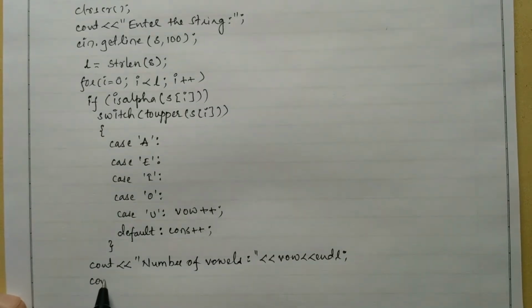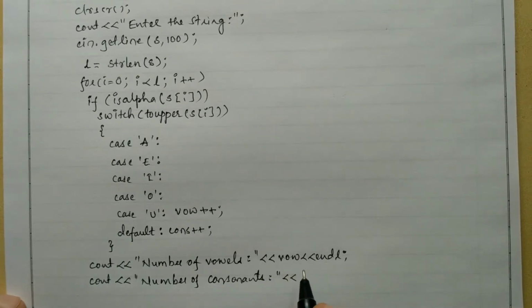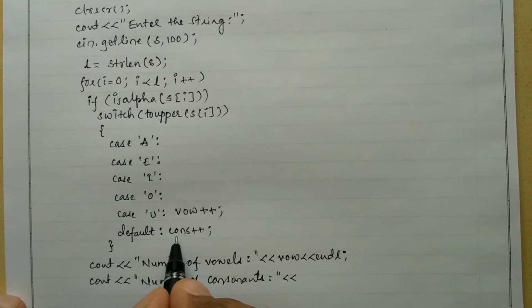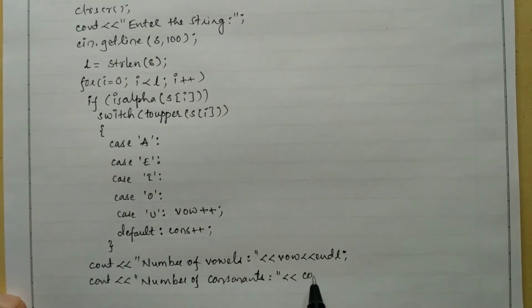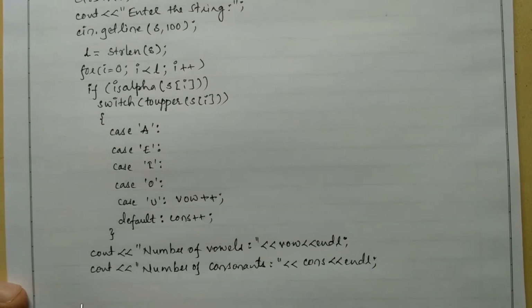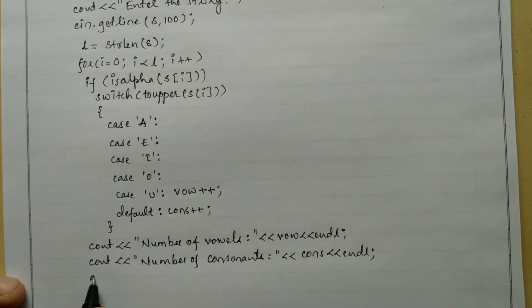Next cout, I want to print the number of consonants. So "number of consonants" in double quotation marks, stream insertion operator, and the value will be stored in the variable called cons. So cons, stream insertion operator, then endl. And now I'm going to write the getch function and a curly closing brace for the main function.